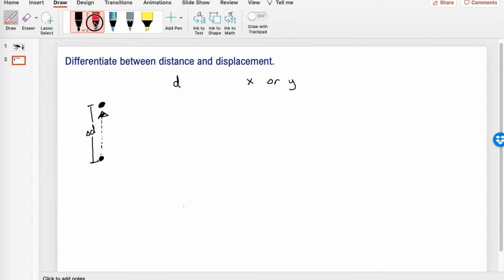Now let's just say that you move like this to get to that point right there. Pretty colors, huh? So let's think about this for a second. You started here and you finished here. The question is, what's your distance? And the other question is, what is your displacement?